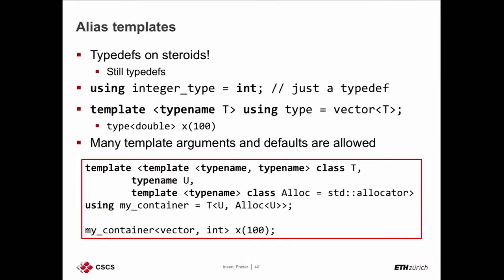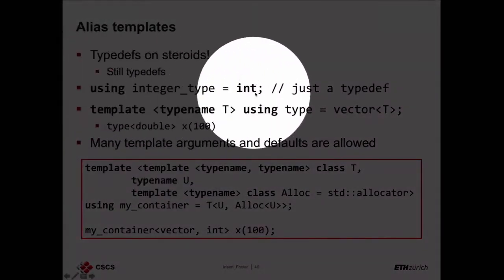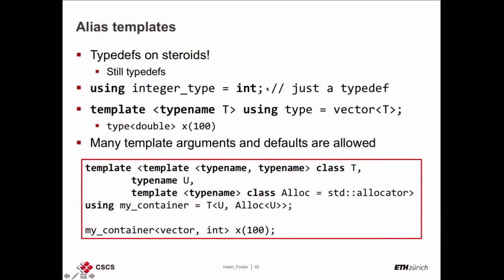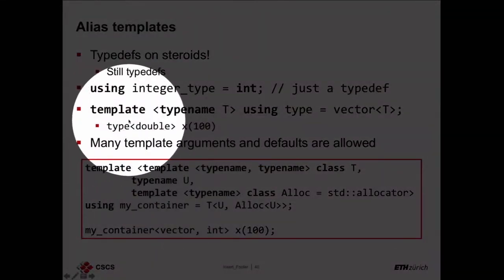Select the first example. Let's go to alias templates. So alias templates are a typedef on steroids. With typedef, you can say typedef some type, and then you define an alias for the type. Alias using statements like this, using integer = int, is just equivalent to a typedef. It's just a different syntax.